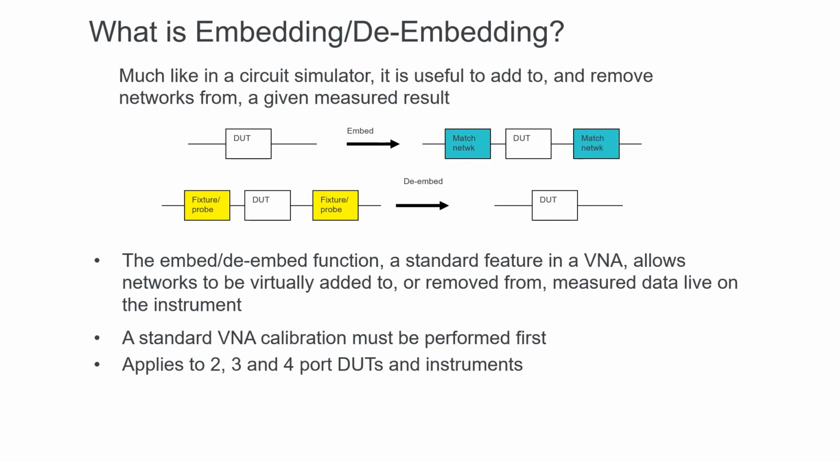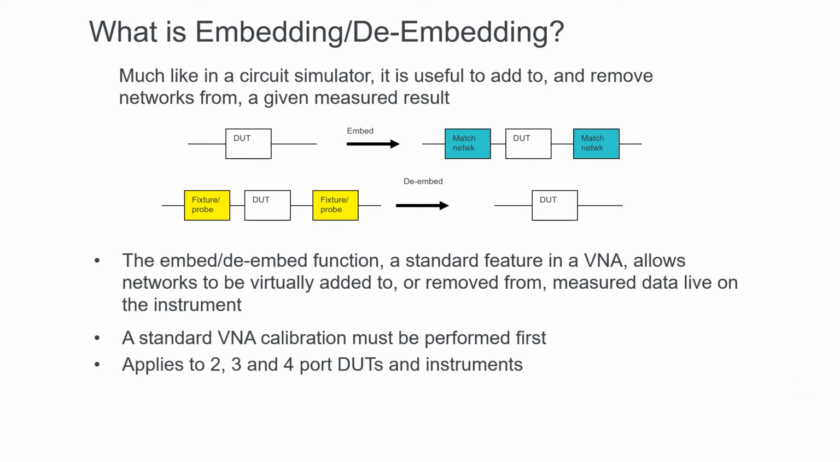So then what is embedding, de-embedding? Well, much like in a circuit simulator, it's useful to add or remove networks from a given measured result. So we're able to look at a live measurement on a VNA and actually add a network and have that measurement display that network as if the matching network was present. Or in the case of de-embedding, we can remove a fixture, or in this case, in our example, a probe from the measurement so that we can concentrate or isolate a measurement to just the device under test of interest.